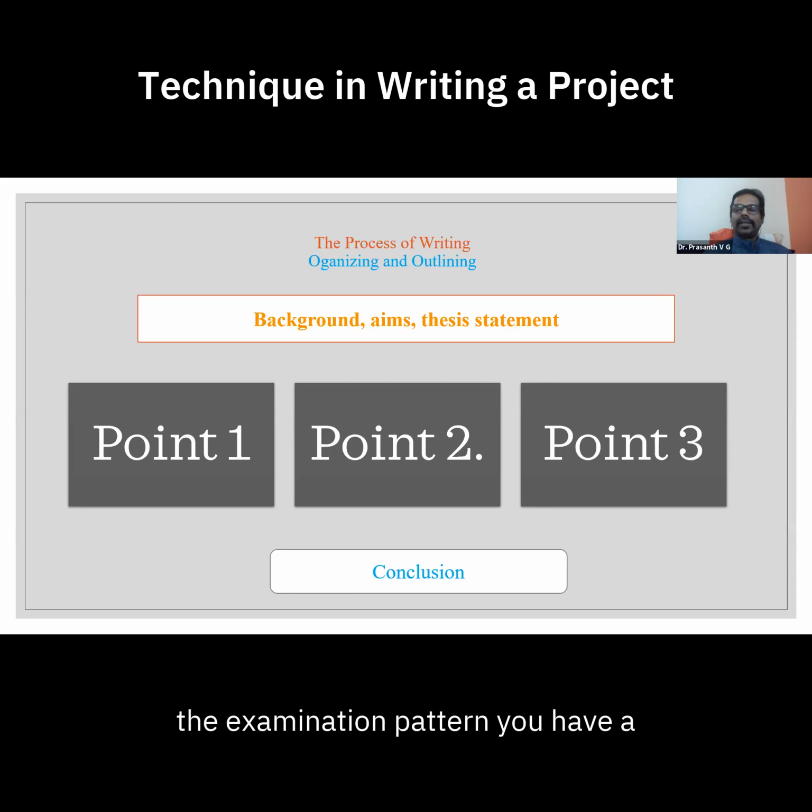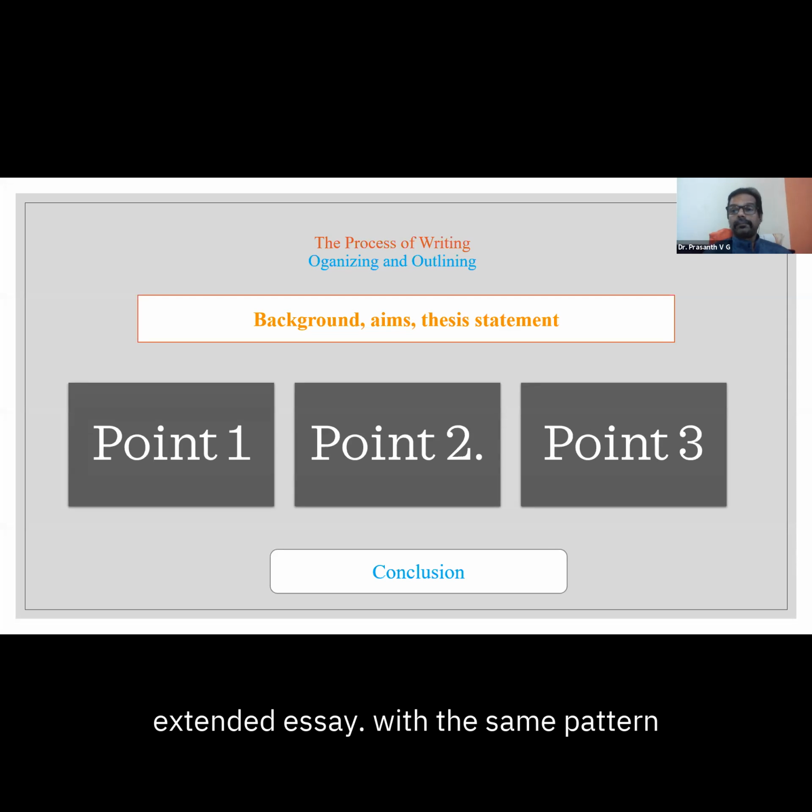So your essay normally in the examination pattern, you have an introductory paragraph where you explain the question. Also, you provide the background information. Also, you tell what you are going to argue. Then you have point number 1, 2, 3, or even 4 paragraphs that we call body, which will be explaining the question further. And finally, it is concluded with a conclusive paragraph. So this is the pattern of an essay. This is exactly the pattern of a project as well. So project is nothing but an extended essay with the same pattern.